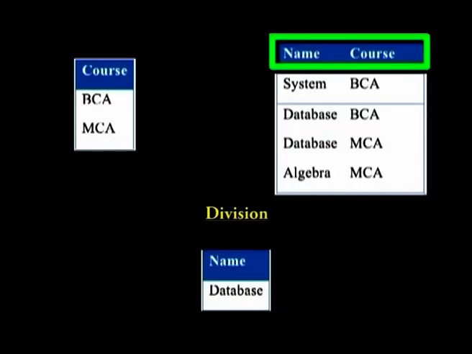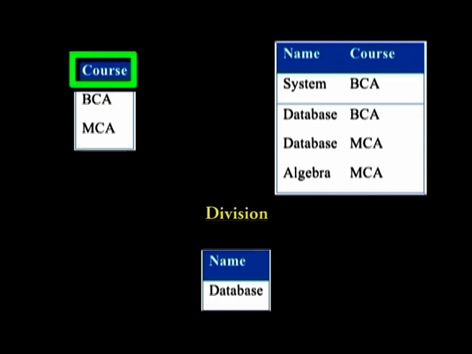Consider two relations, subject with attributes name and course, and another relation is course with attribute course. Then after performing division operation, the resultant relation will be here. In this resultant relation, only tuple consisting field database from relation subject is taken and all other tuples are eliminated as they do not match with every tuple of relation course.